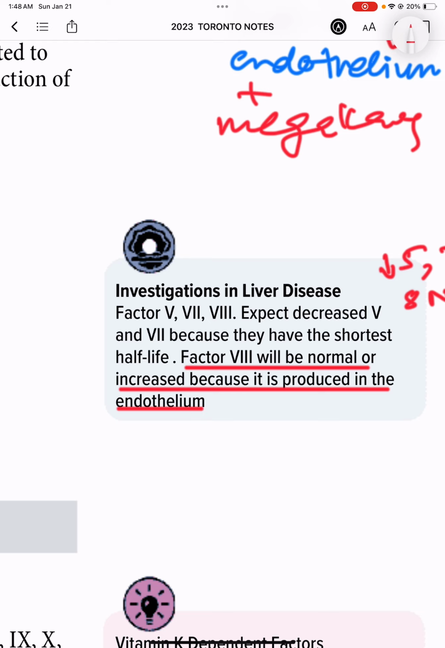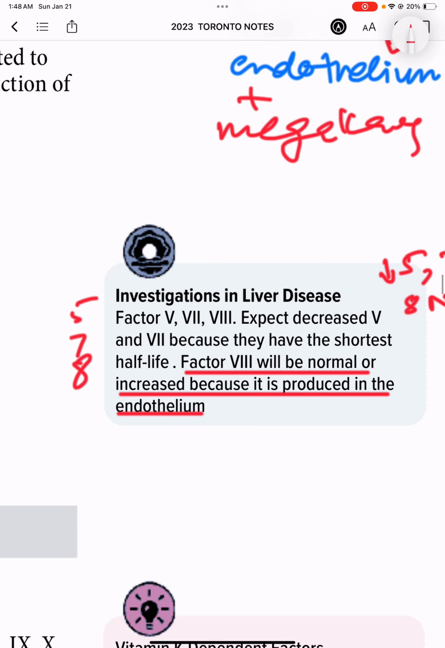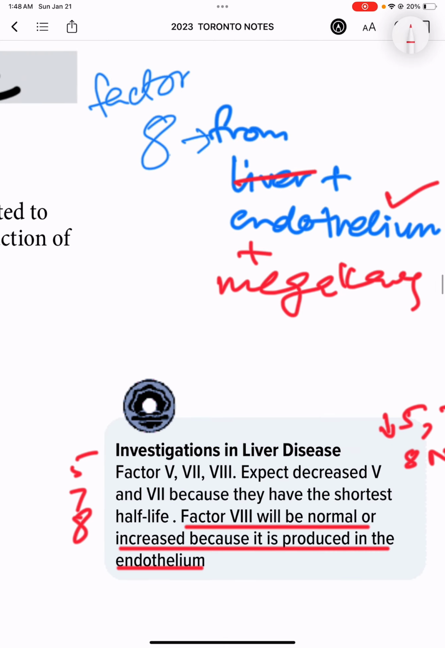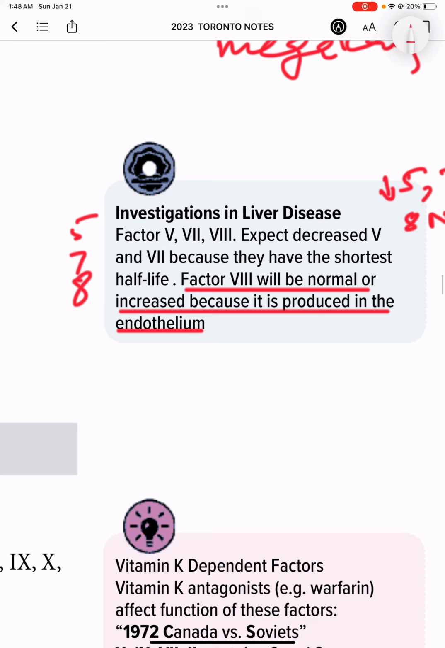We have to investigate for factor 5, 7, and 8. Expect decreased 5 and 7 because they have the shortest half-life, but factor 8 will be normal, or would even be increased, because it is produced in the endothelium. So I'm not sure if it's produced in the liver, but it is in the endothelium and megakaryocytes, right? So 8 would be normal.